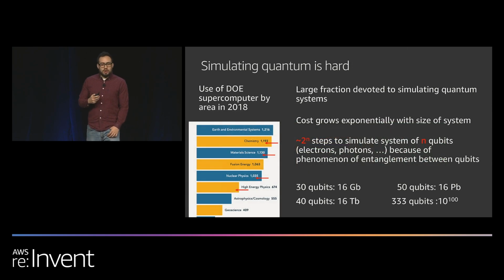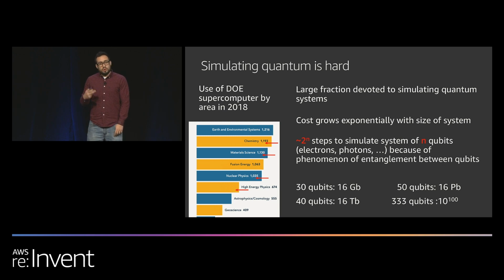That really came from an observation that scientists and engineers who have to use quantum mechanics day by day have known for a long time. So let me show you a plot. This is the use of the Department of Energy supercomputer by area in 2018. And you see the first one, Earth and environmental systems, has nothing to do with quantum mechanics. But then chemistry, a lot of quantum mechanics there, material science, nuclear physics, and so on, high energy physics. So a large fraction is devoted to simulating quantum systems.